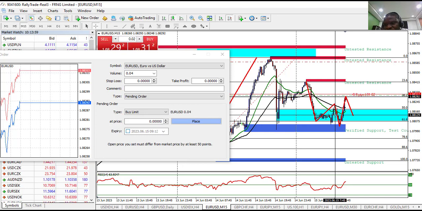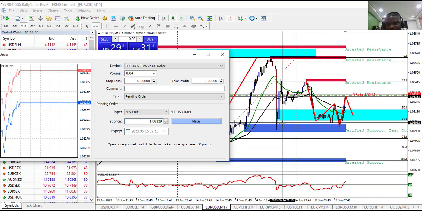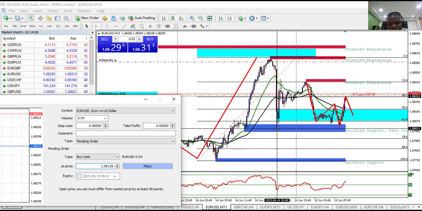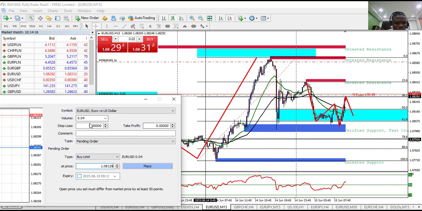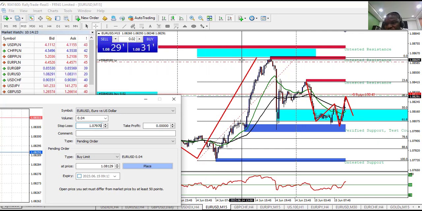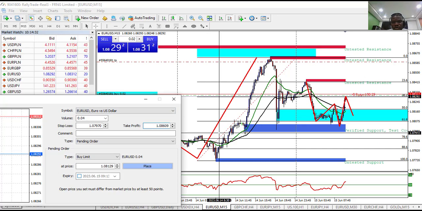That's 1.08129. So 1.08129 is going to be my entry. Then my stop loss is going to be just this low here, right? 1.07970. Now of course my take profit will still be at the same level, okay? 1.08609. Okay, so that is it.